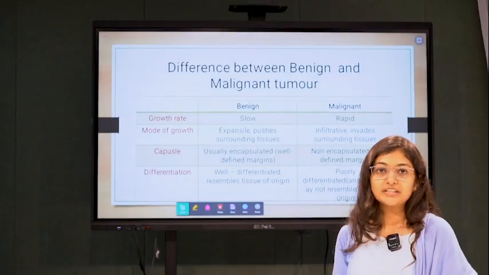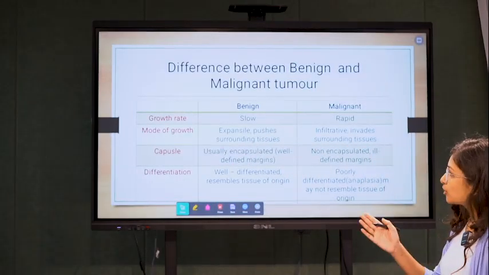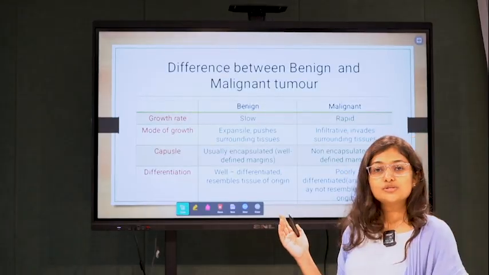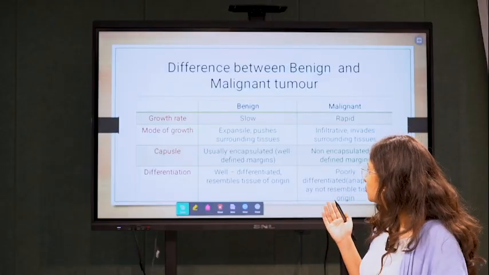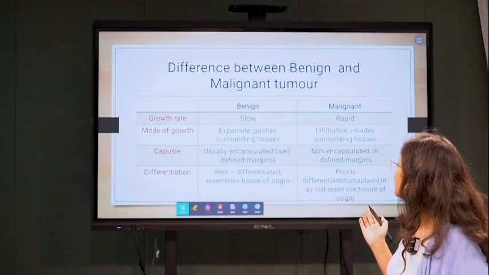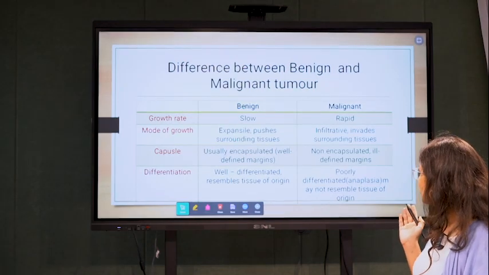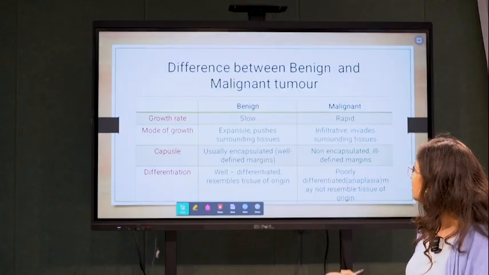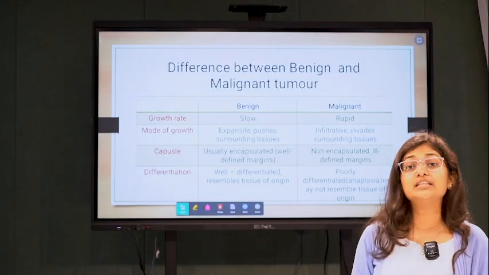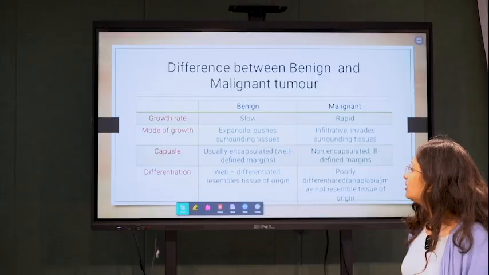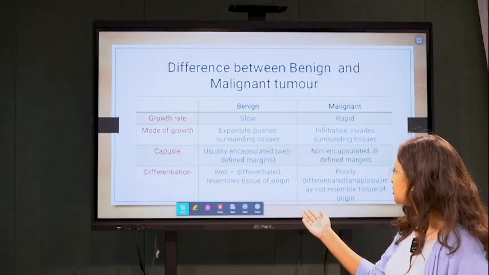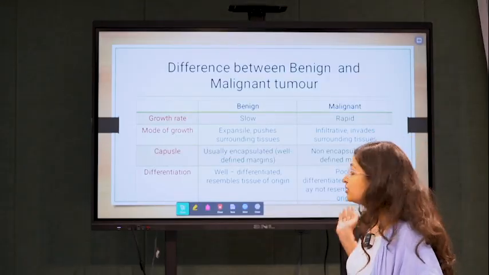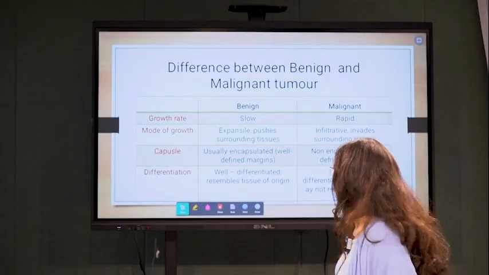The main difference between benign and malignant is, according to the growth rate, it can be slow or rapid. According to the mode of growth, the benign expels or pushes the surrounding tissues, and the malignant invades surrounding tissues. The benign are usually encapsulated, and the malignant are non-encapsulated with ill-defined margins. The benign is well differentiated, whereas the malignant is poorly differentiated, which may not resemble the tissue of origin also.